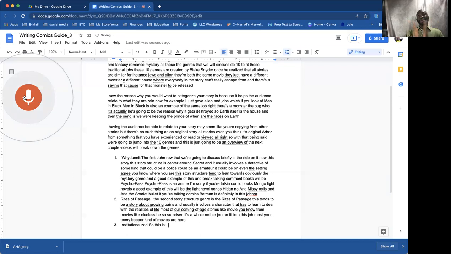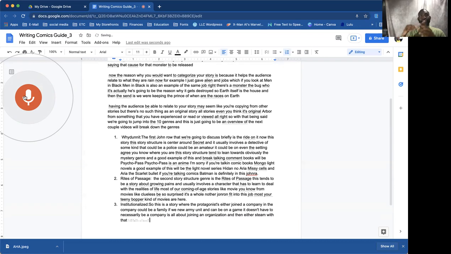So this is a story where the protagonist either joins a company, and the company could be a family, it could be a new army unit, it could be a gang. It doesn't have to necessarily be a company. It's all about joining an organization and then either staying with that organization, leaving the organization, or burning the organization down. Essentially, do you become like the others, or do you break apart?